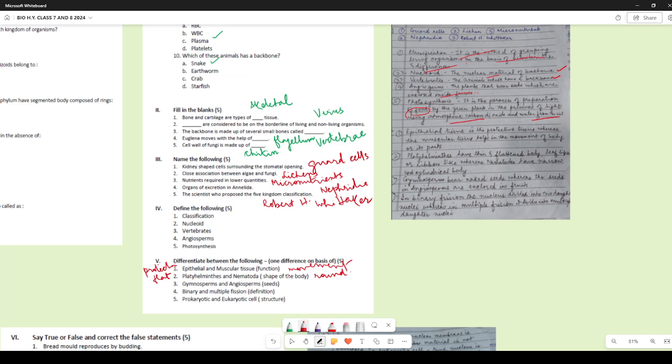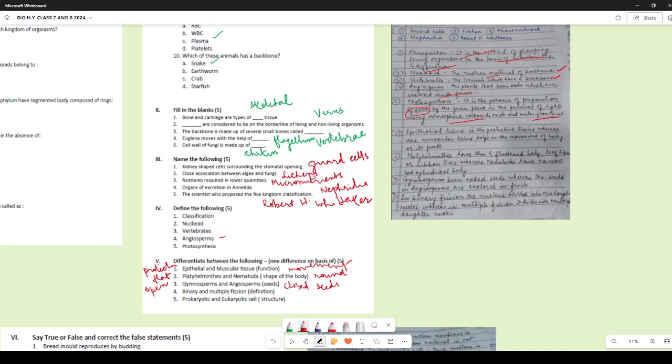Difference between gymnosperms and angiosperms on the basis of seeds. We discussed this just now in the definition of angiosperms. Here in angiosperms, the seeds are enclosed in fruit. So closed seeds or hidden seeds, whereas in gymnosperms, they are open seeds or naked seeds.